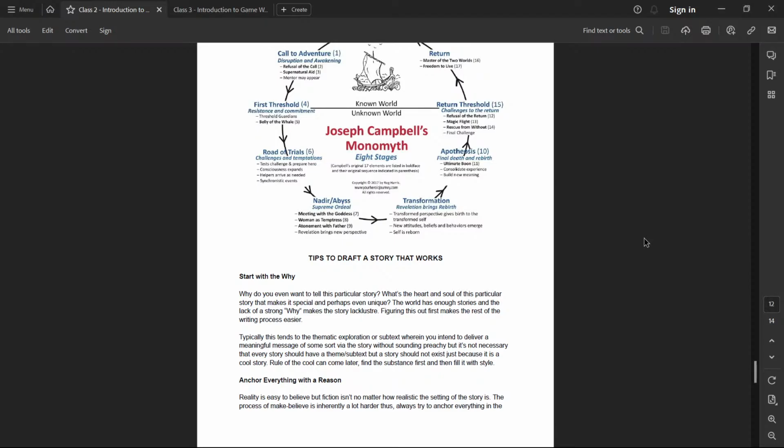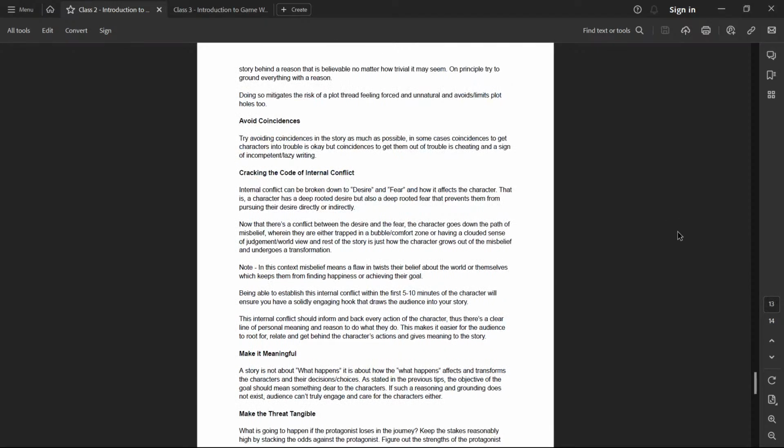It's very easy to reality, but fiction is never realistic. No matter how realistic the setting of the story is, the process of make believe is very hard. And that's why no matter how small or how inconsequential it may seem, it's important that whatever happens in the story, it has to be anchored behind a particular reason. This would also reduce loose ends, unnatural threads, or plot holes as well. So, yeah, that would be one of it.